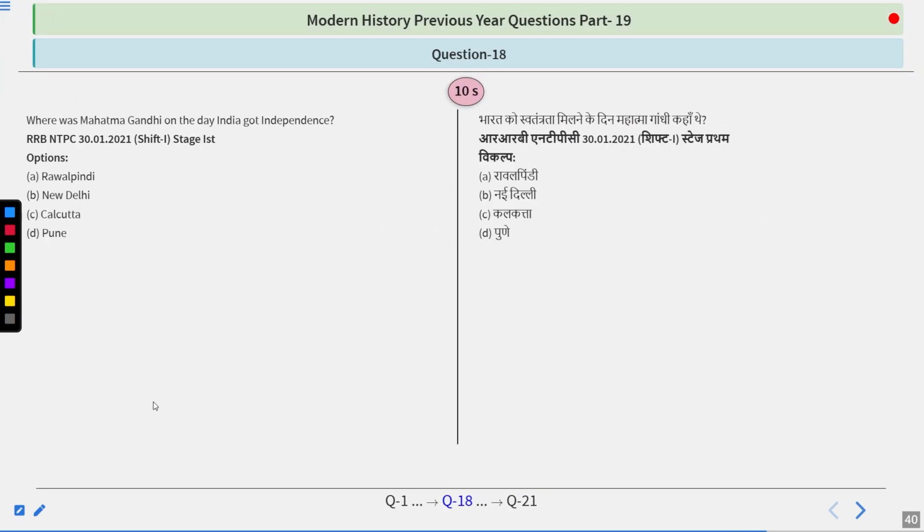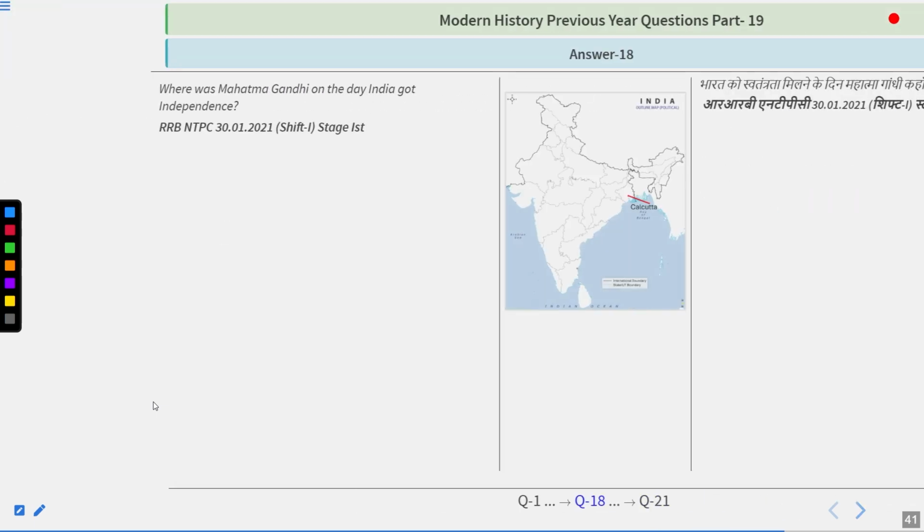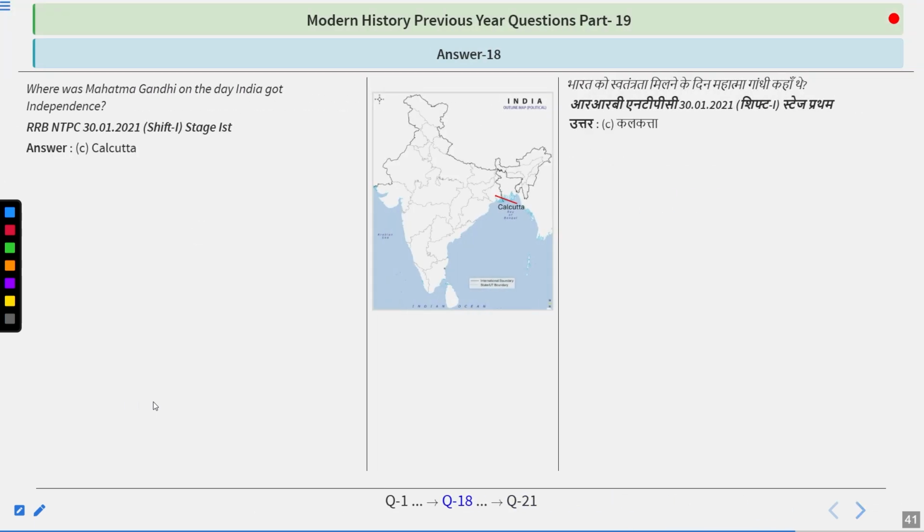Where was Mahatma Gandhi on the day India got independence? Options are Rawalpindi, New Delhi, Calcutta, or Pune. So think about it, guys. So if we talk about where Mahatma Gandhi was at the time of independence, the options are Rawalpindi, New Delhi, Calcutta, Pune. The answer is Calcutta.